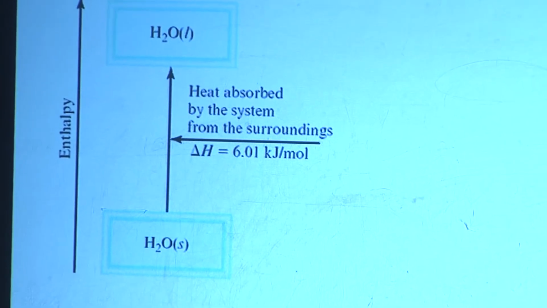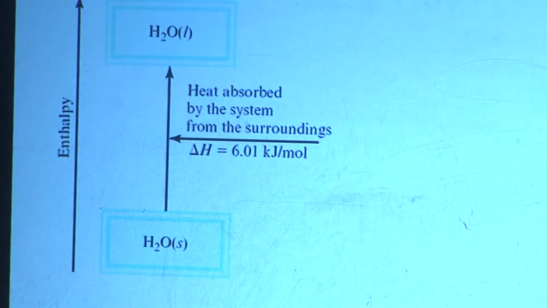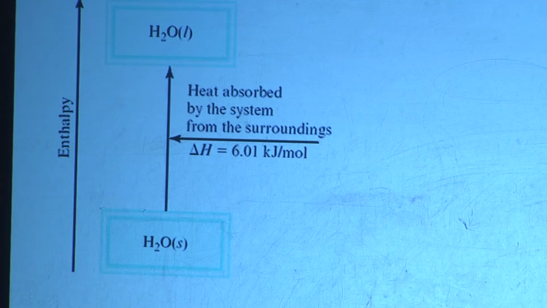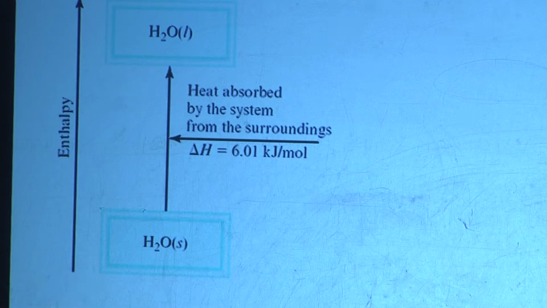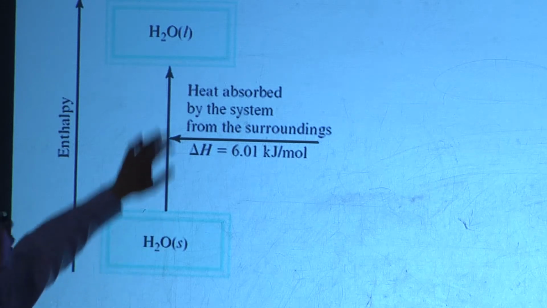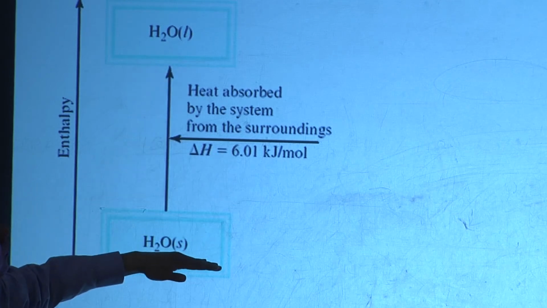In order to get from ice to liquid water, what has to happen? The ice needs to absorb some heat, right? And in Chem 2, you'll think about what's exactly happening to the heat and the molecules and so on. In this case, we just know because it makes sense to us. If you want to melt something, you need to add heat. Right? So heat is being absorbed by the system from the surroundings.